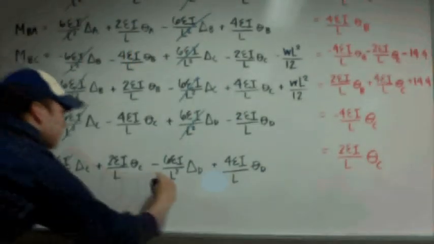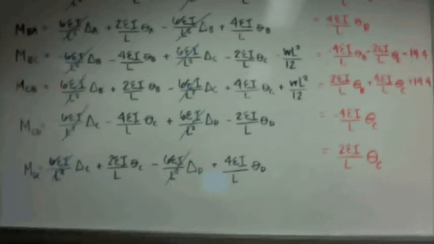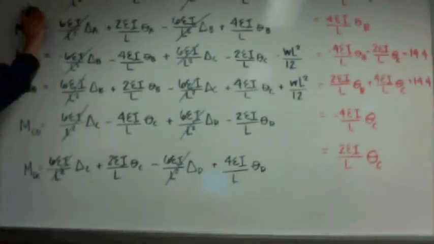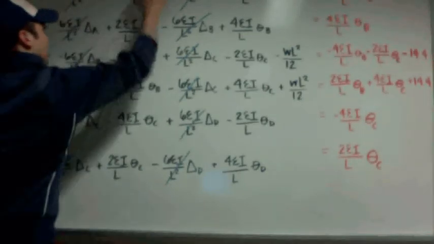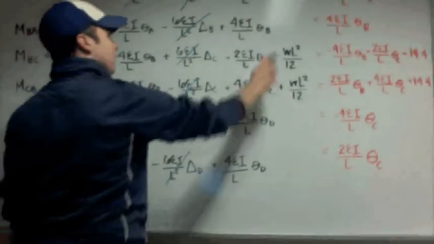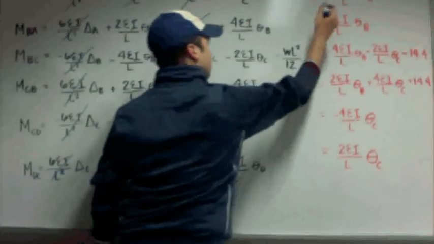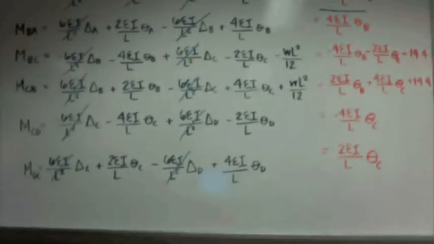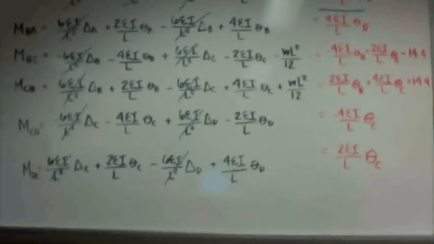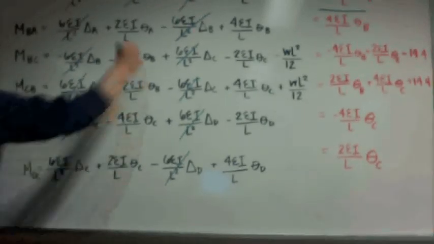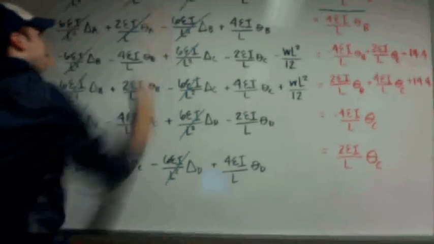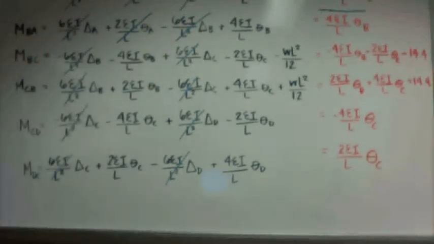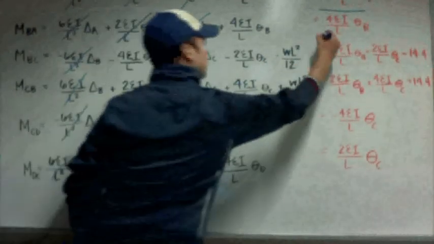Looking at the moment equation for AB, we have no theta A because A is at a fixed end. This leaves us with negative 2 EI over L theta B because there is a distributed load on member BC which causes a rotation at theta B. Looking at the moment equation for BA, again theta A is gone because it is at a fixed end, which again leaves us with 4 EI over L theta B.